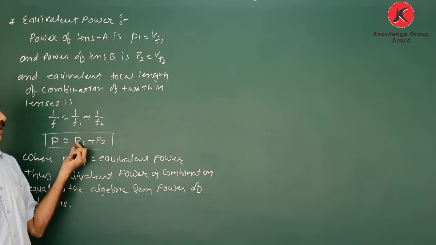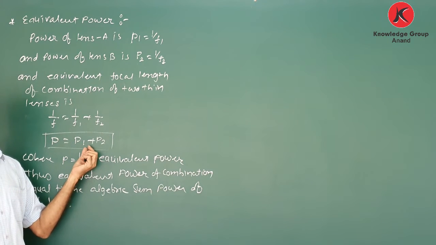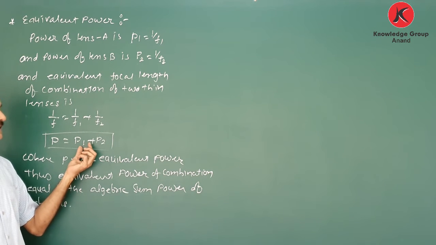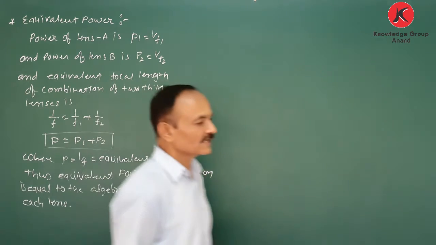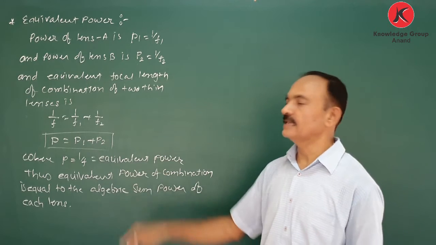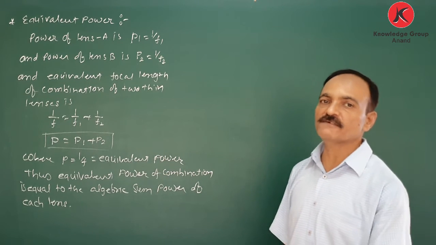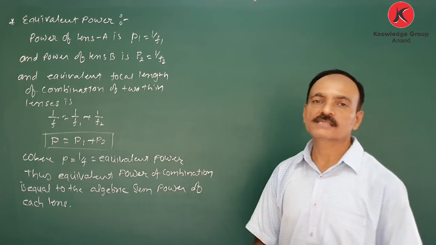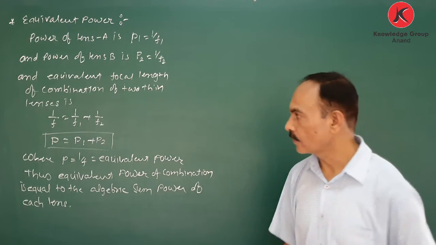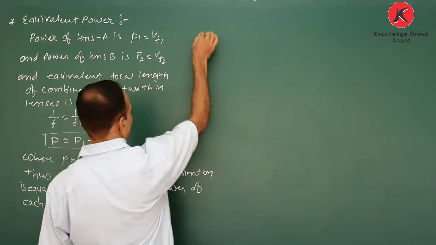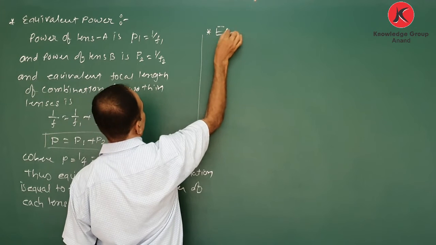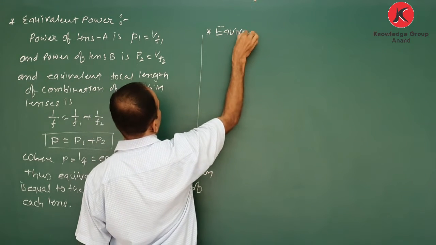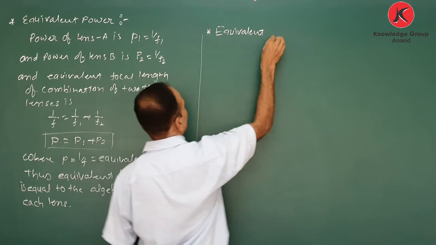Suppose here one is convex, second is concave. For the concave, the power is negative, for the convex, the power is positive. Right? Therefore, according to the lens, we can substitute the value of power. For the convex, positive value. For concave, the power is negative. Okay. Now, after that, what is the equivalent magnification?